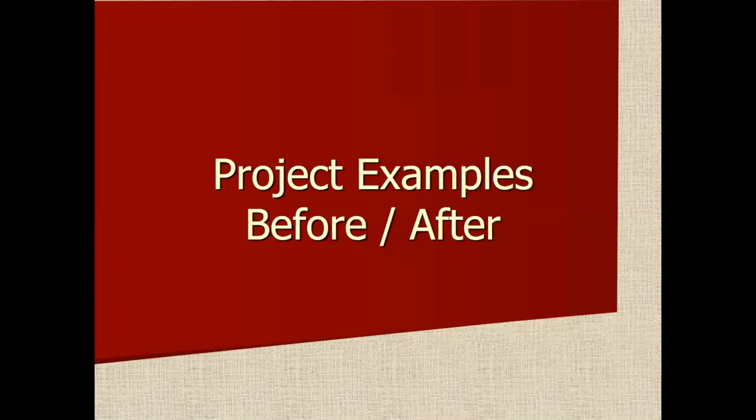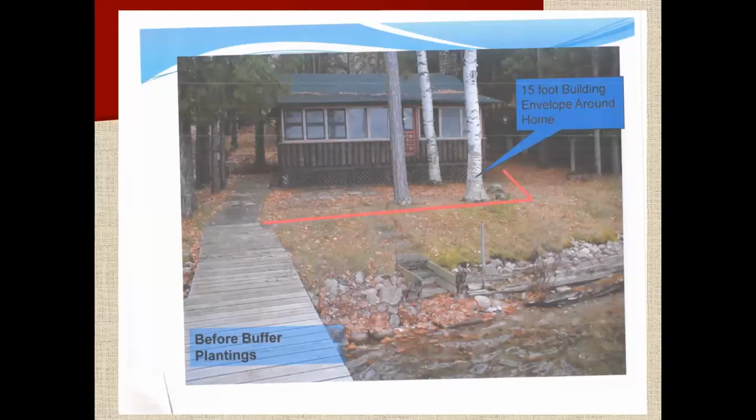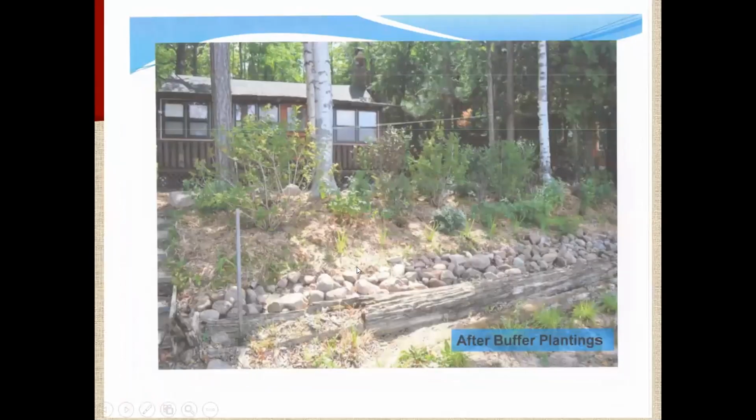Some before and after examples of projects, just to share some photos with you, and again going with the theme of looking at planting all the way up to more structural. So here's a buffer project that was done. You can see we tend to leave this 15-foot building envelope around cabins. It's a fire condition that you at least have 15 feet clear around a building. But then the rest of this area was able to be planted. And here you see that same site showing the buffer plantings up and above the lake or lakeshore area there.